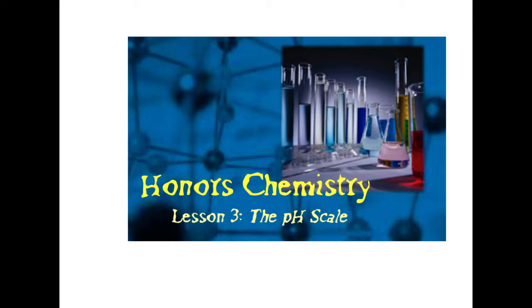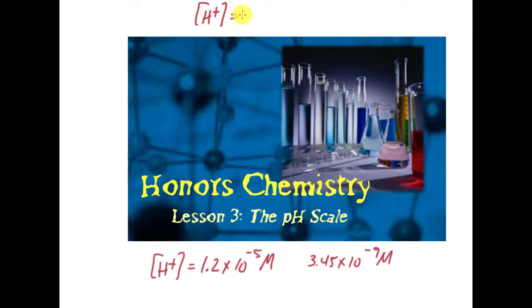Now what we're going to do is take a look at the fact that when we were dealing with those reactions, think about what we did with those hydrogen concentration problems. Well, a lot of those concentrations of the hydrogen ion were really, really small. We had things like 1.2 times 10 to the minus fifth molar. And we had 3.45 times 10 to the minus ninth molar. So we're constantly dealing with low concentrations of hydrogen ions. And the reason for this is that the hydrogen ion concentration in pure water is equal to 1.0 times 10 to the minus 7 molar.